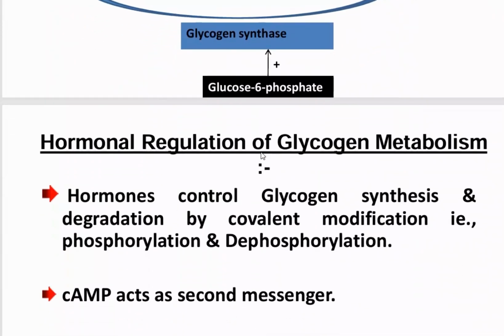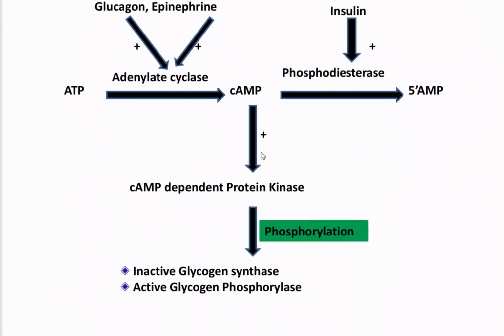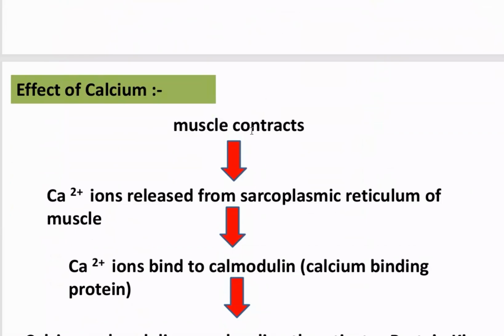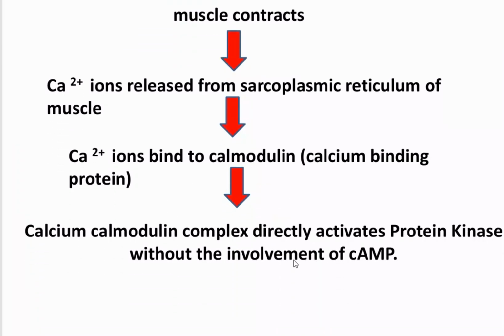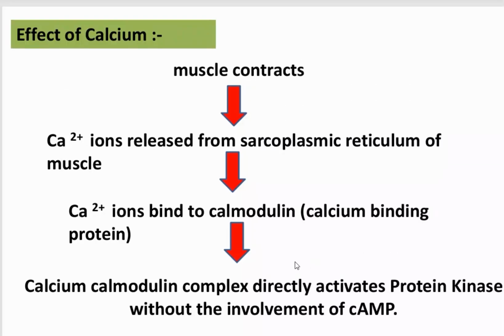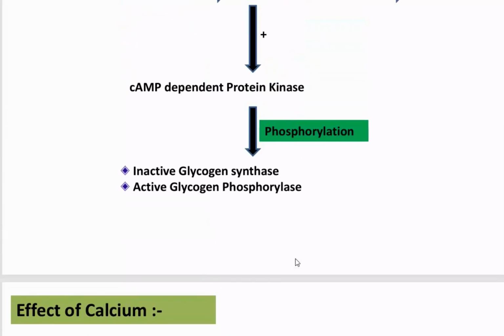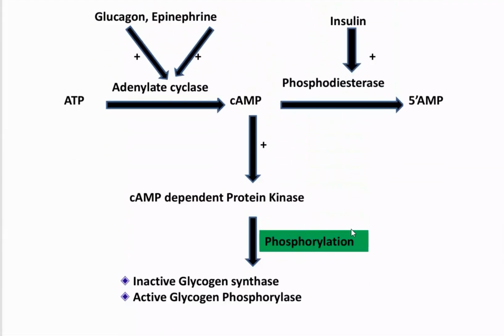Now another interesting thing is the calcium ion role. When the muscle contracts, calcium ions are released from the sarcoplasmic reticulum. In the muscle, we have seen the muscle contraction processes. Then calcium binds with calmodulin, which is nothing but a calcium binding protein. After binding with calcium, calmodulin makes a complex, and this complex directly activates the protein kinase enzyme without the involvement of cyclic AMP. So in that way, it can also activate or deactivate the glycogen synthase enzyme and the glycogen phosphorylase enzyme.